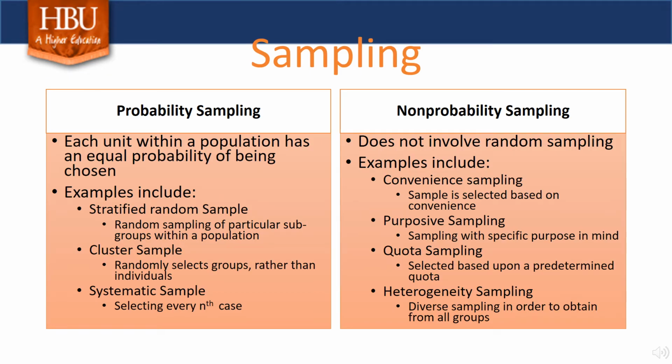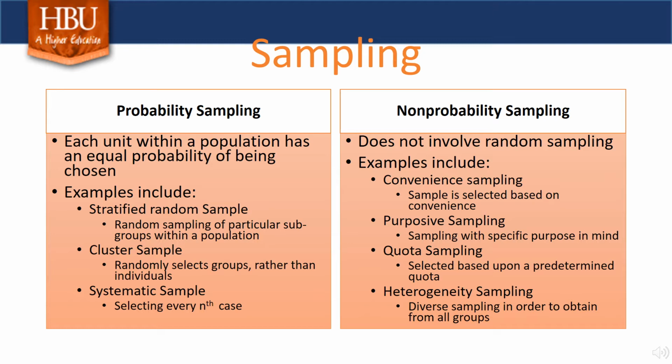This slide breaks down a little more in detail the ways in which we can generate our sampling. Two concepts: probability sampling and non-probability sampling. Probability sampling is where each unit within a population has an equal probability of being chosen. Some of those examples include a stratified random sample, a cluster sample, and even a systematic sample.